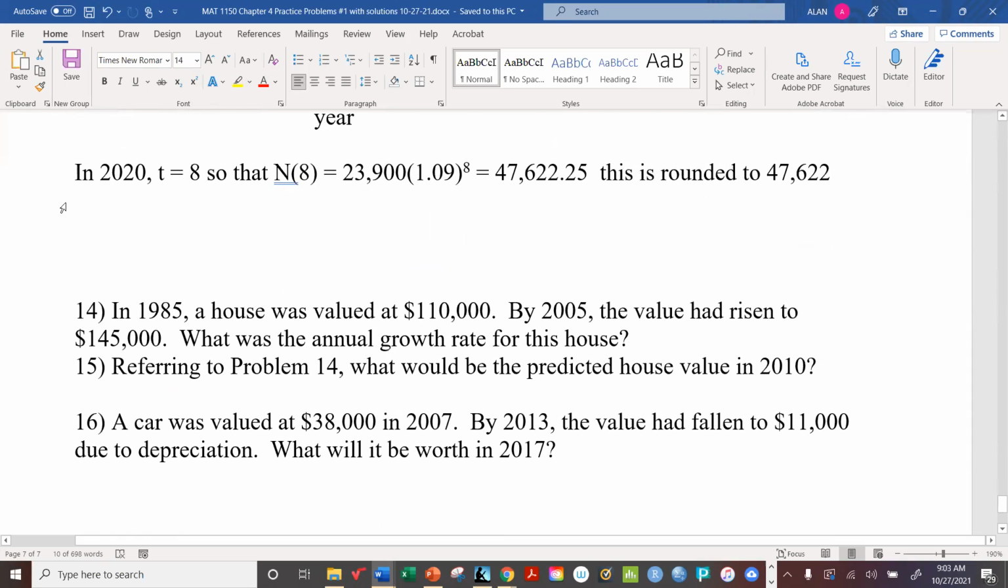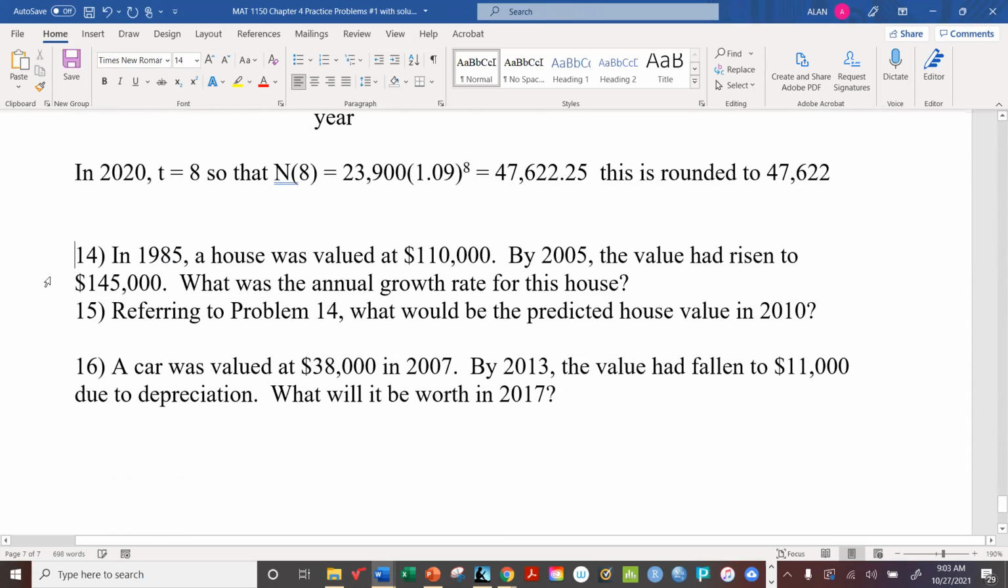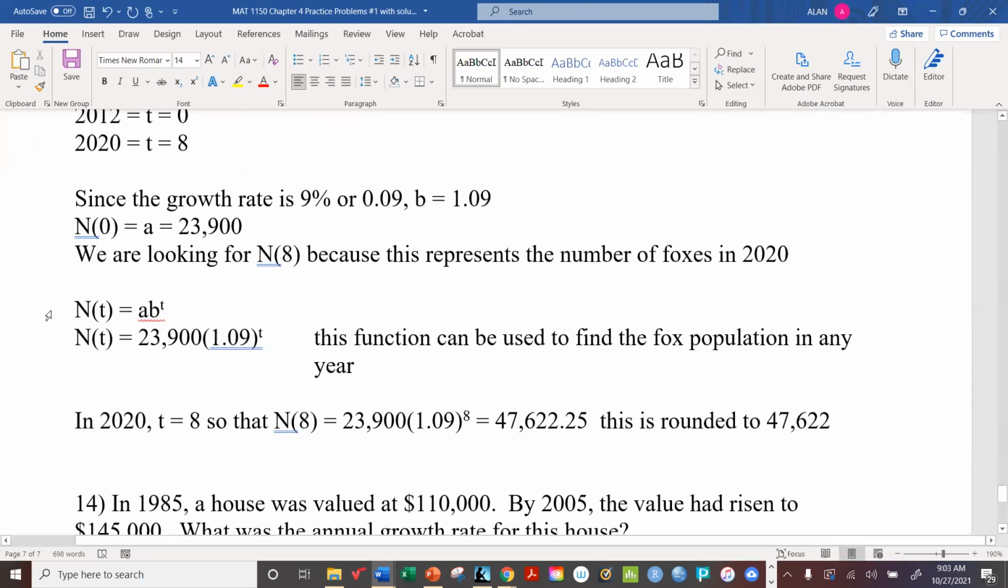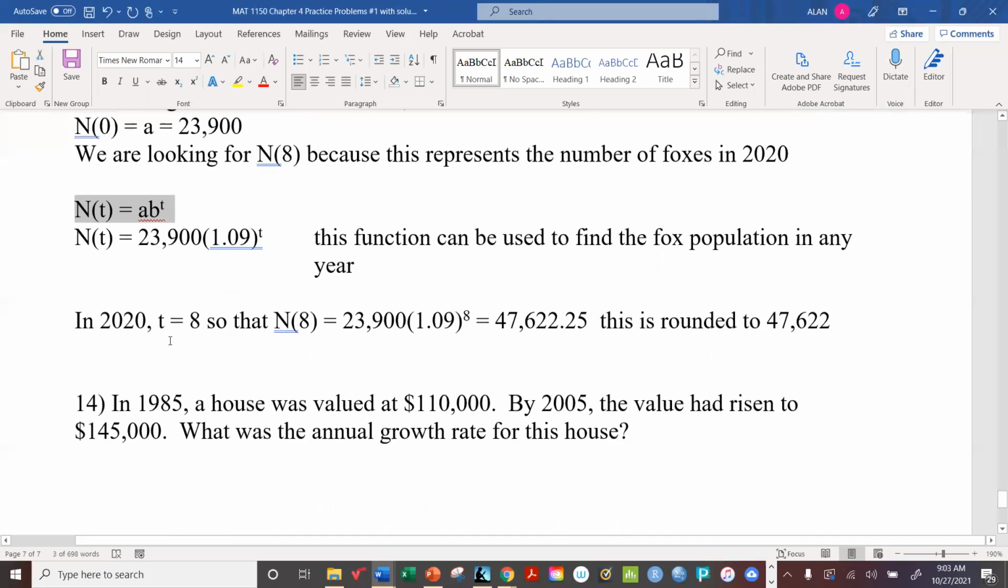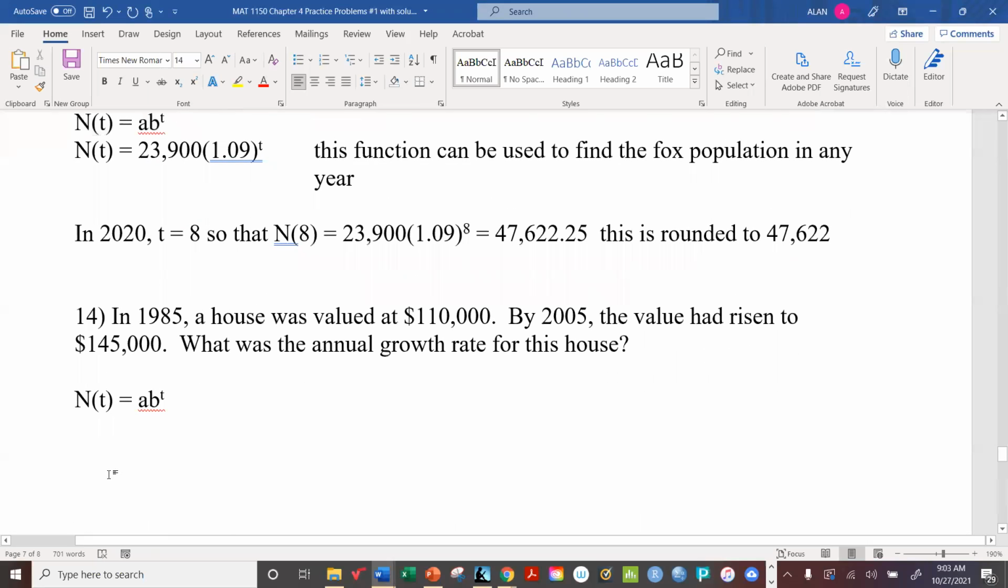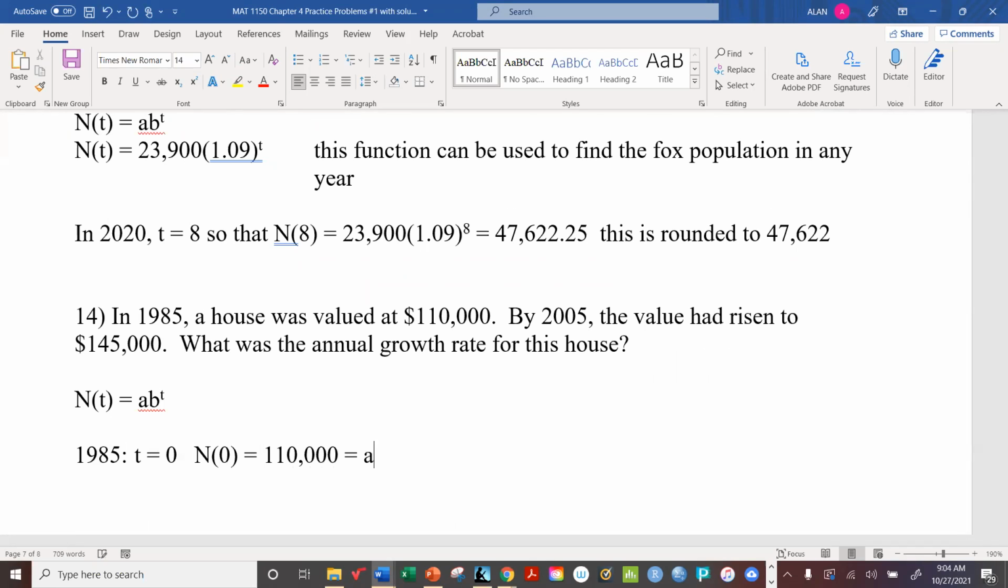Now here's another one. It's very similar, except that you're solving for b this time. How do I know that? Because it asks for the annual growth rate. So first things first, we know that 1985 will become t equals 0, because that's where we know the value of the house. So we're being told n of 0, the initial value, is 110,000, which in turn equals a.